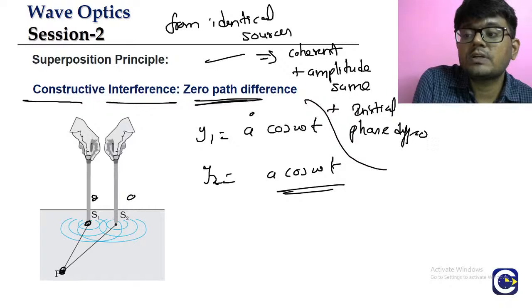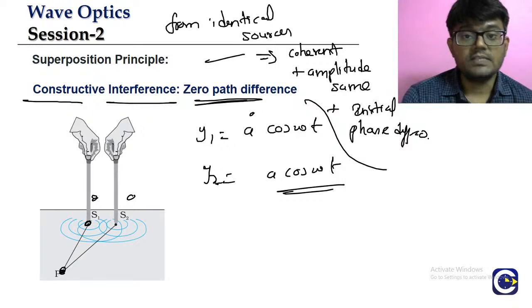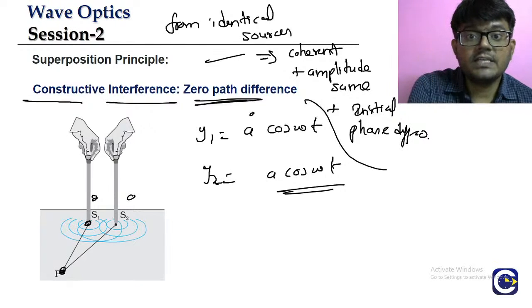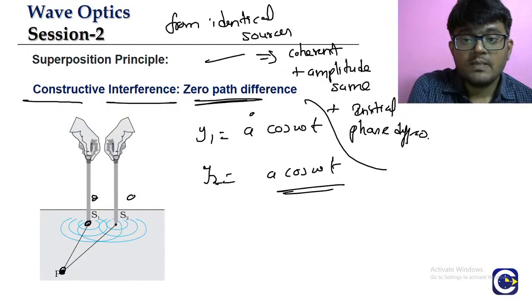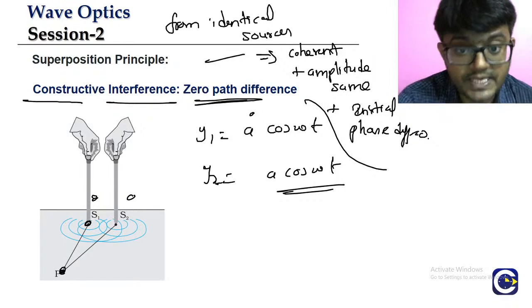Initial phase difference is what? 0. So coherent means what? Frequencies or wavelength same, waveform is same, and the phase difference initially will be constant. But here when we talk about identical sources, what are we assuming? They will be coherent. On top of it, amplitude same, and initial phase difference we are taking as 0.